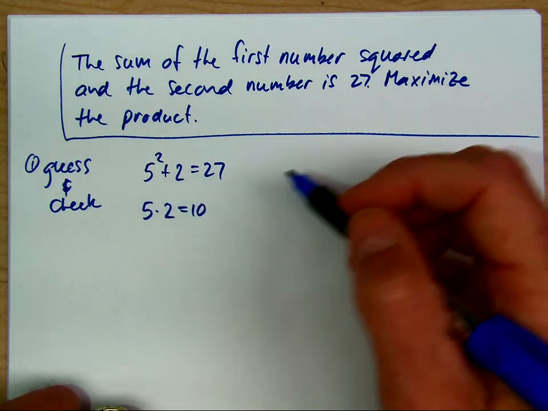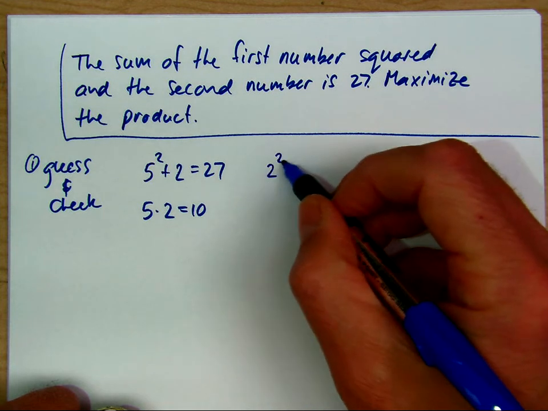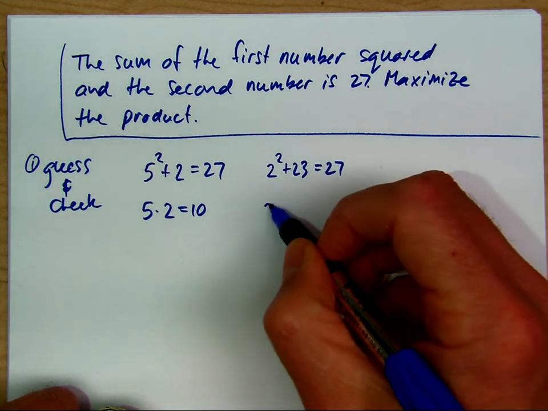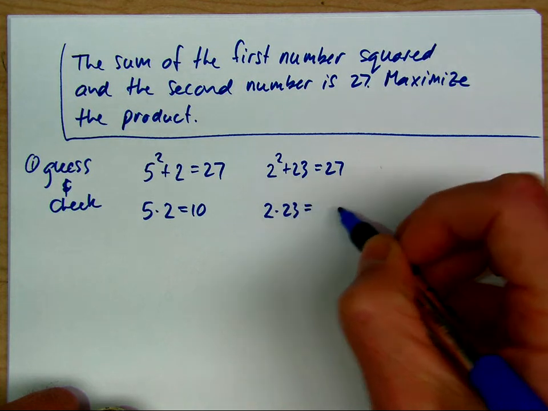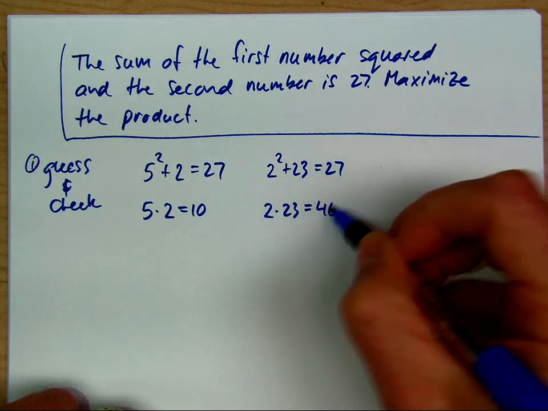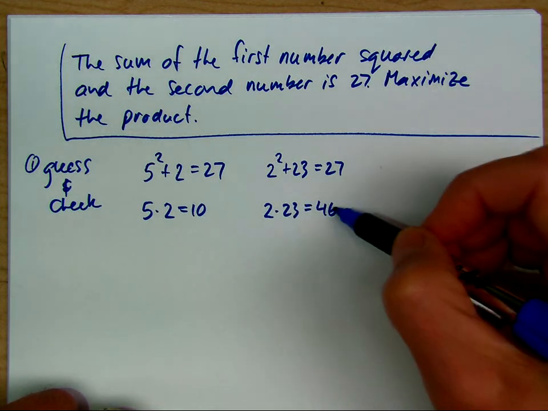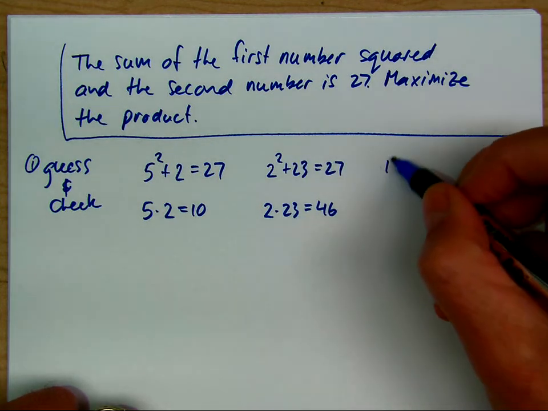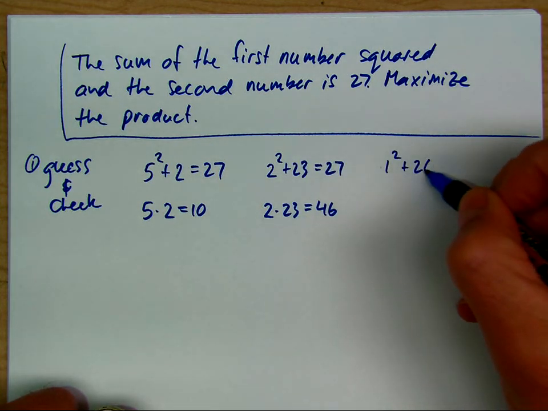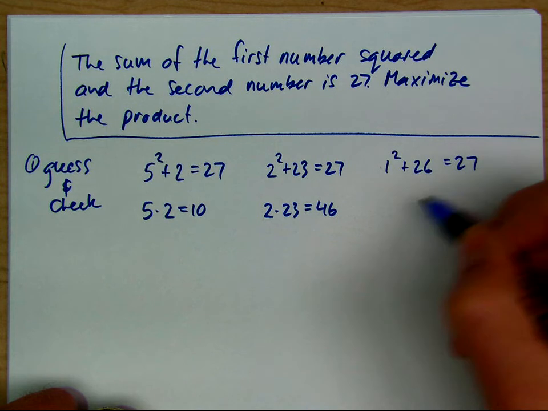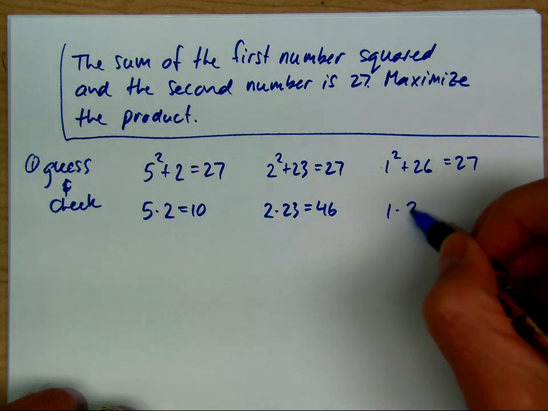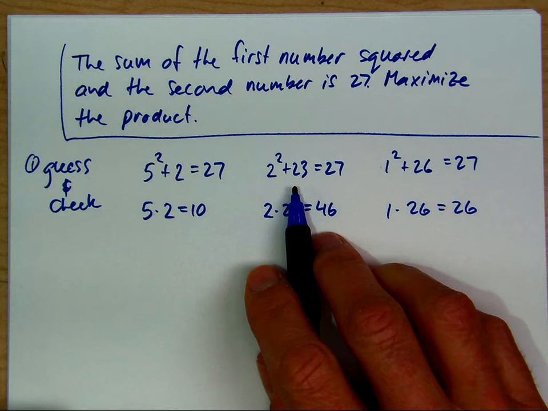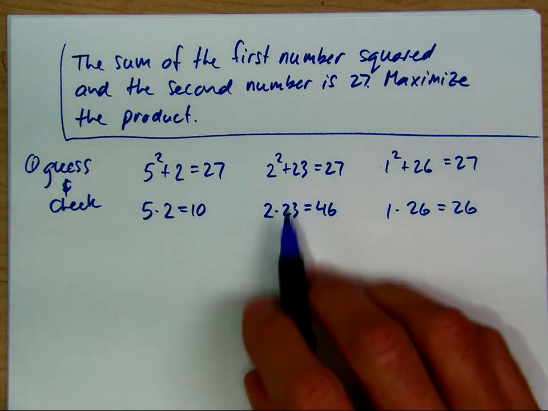What if we did 2 squared plus 23? We know that's 27. And 2 times 23 is 46. We're trying to maximize the product, so right now that's in the lead. 1 squared plus 26 is 27, and we have 1 times 26 is 26. So we're looking for something around there maybe. Let's generalize.